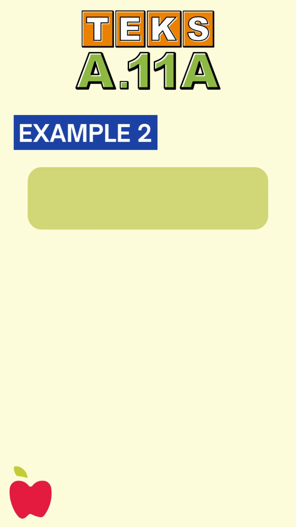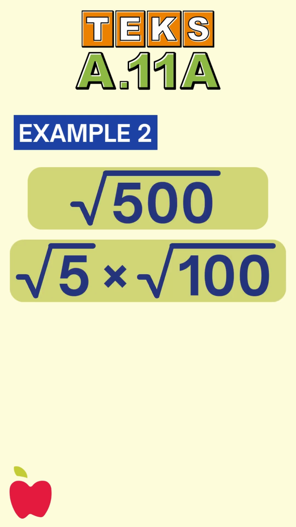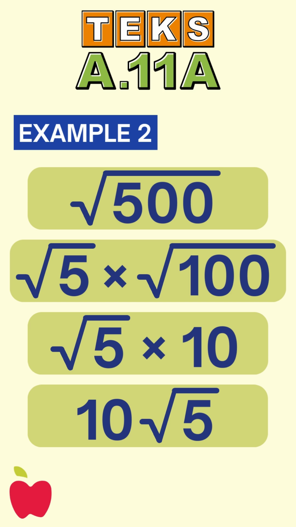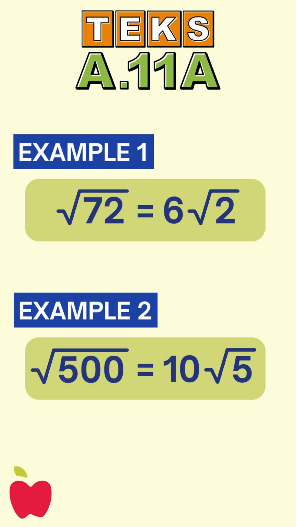Let's try another example, the square root of 500. Since 500 equals 5 times 100, and the square root of 100 is 10, we can simplify the square root of 500 to 10 times the square root of 5. Remember, simplifying square roots is all about finding an equivalent expression.